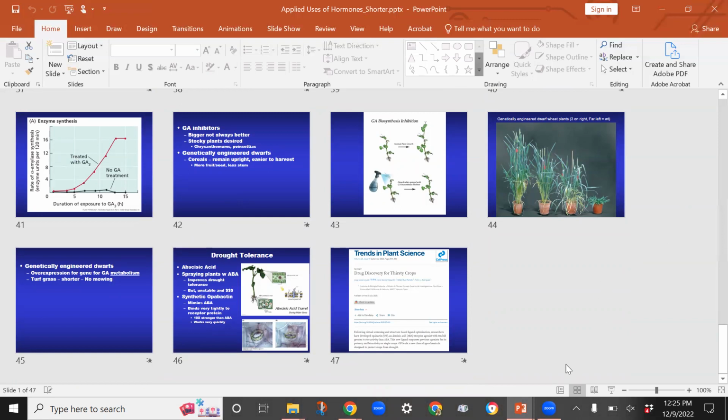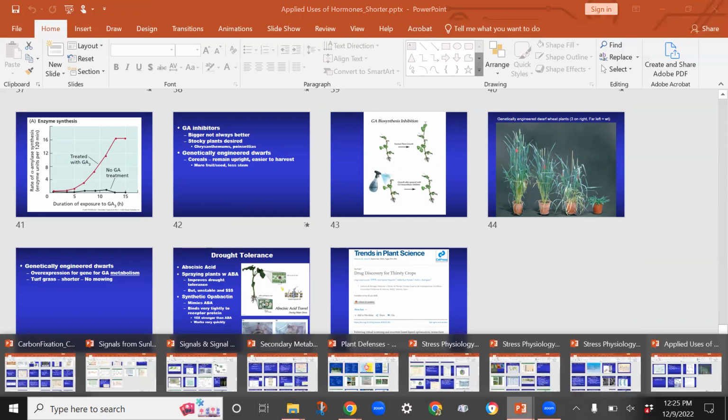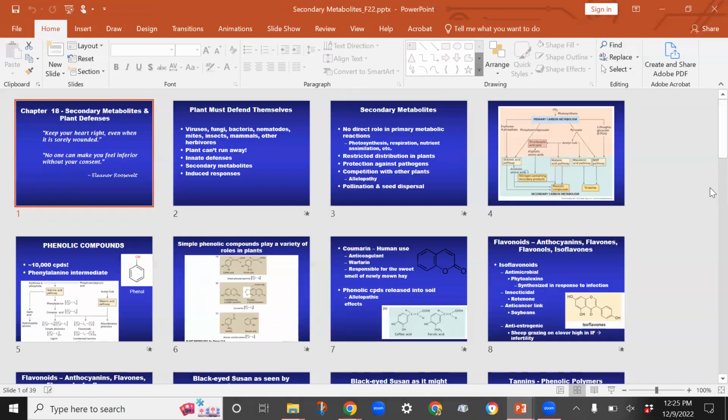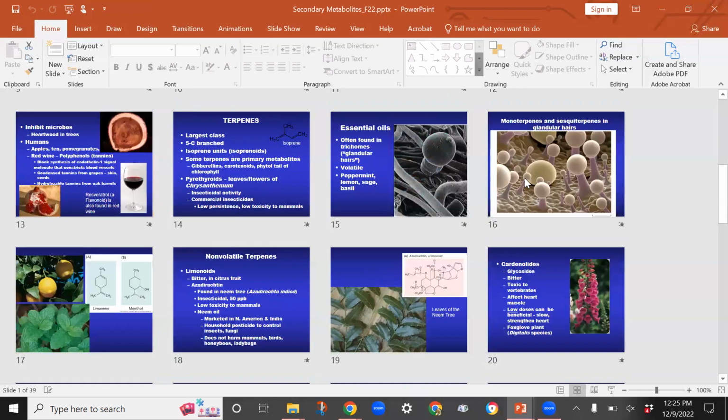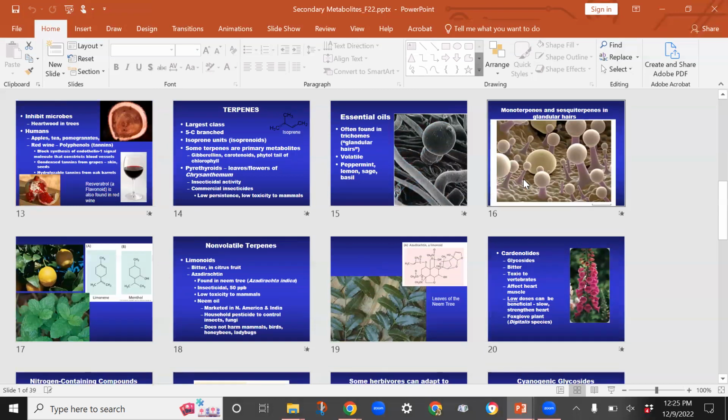Well, the next slide set is secondary metabolites. Now we're thinking about the big 3 categories: terpenes, phenolics, and nitrogen containing. At least so far, the terpenes are the biggest category. Of the 3, I'm going to ask more about the nitrogen containing metabolites than the other 2.